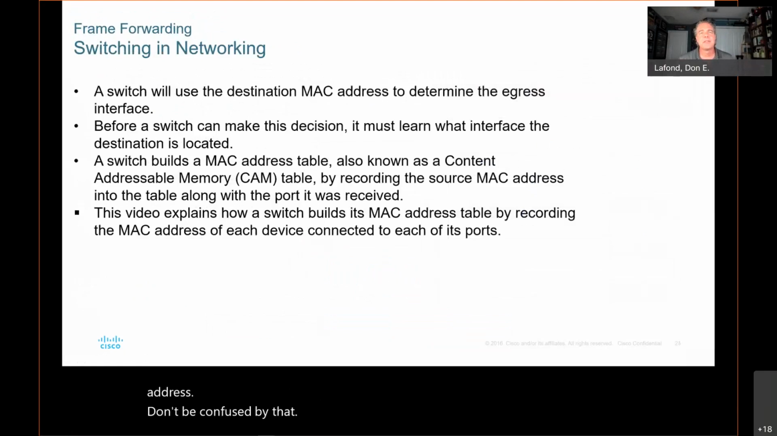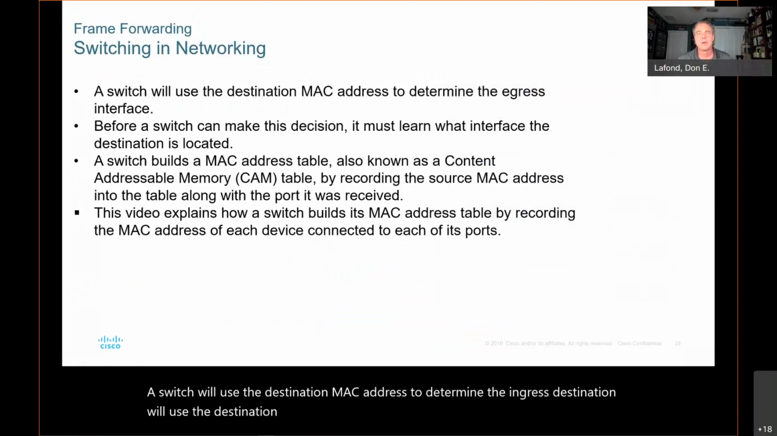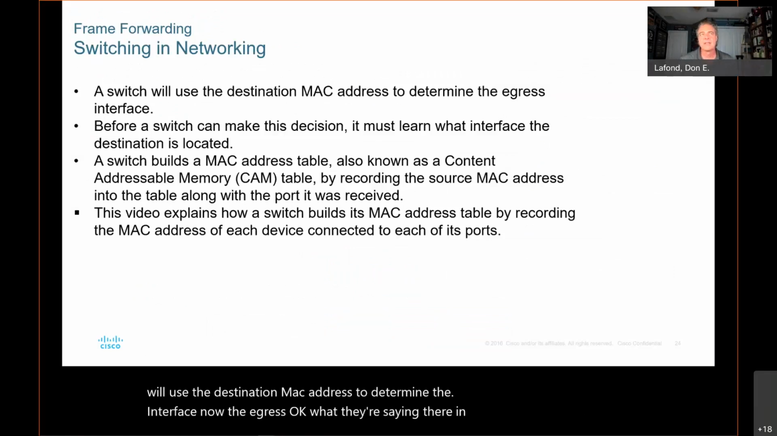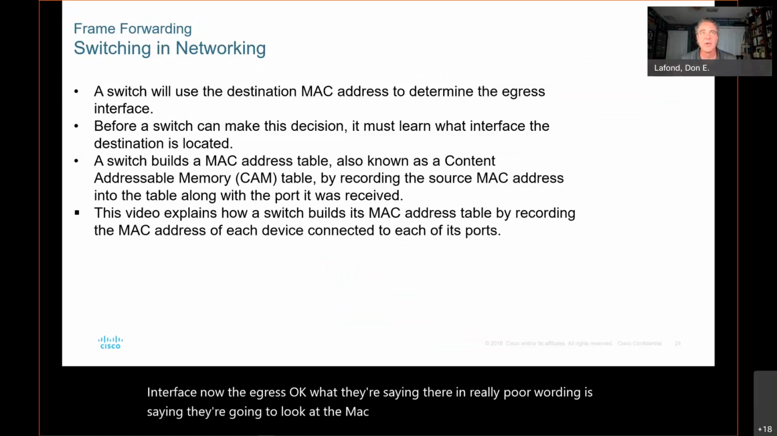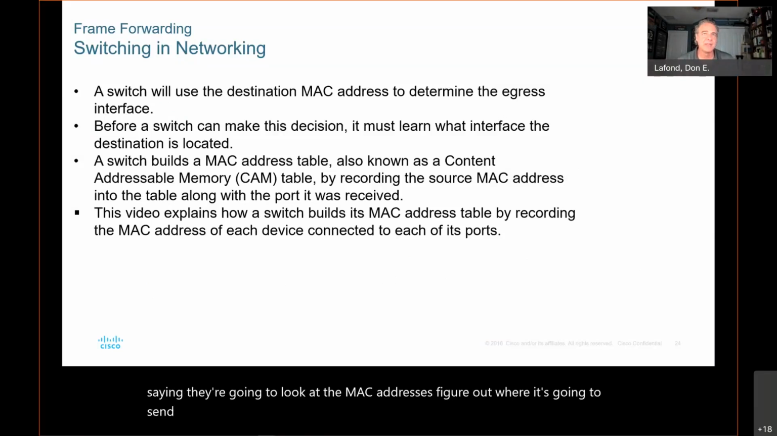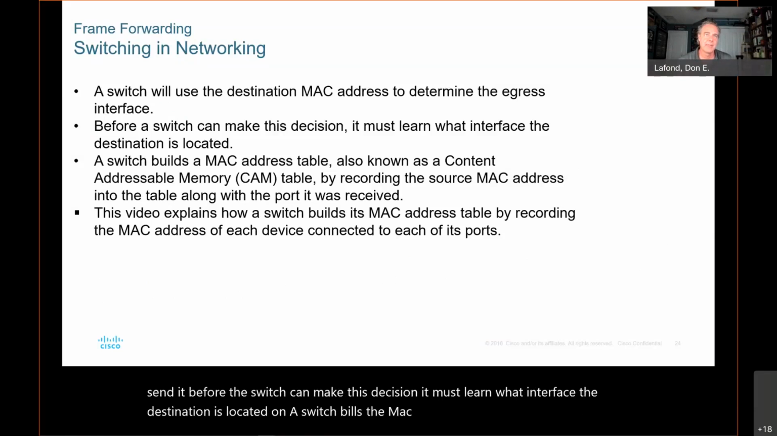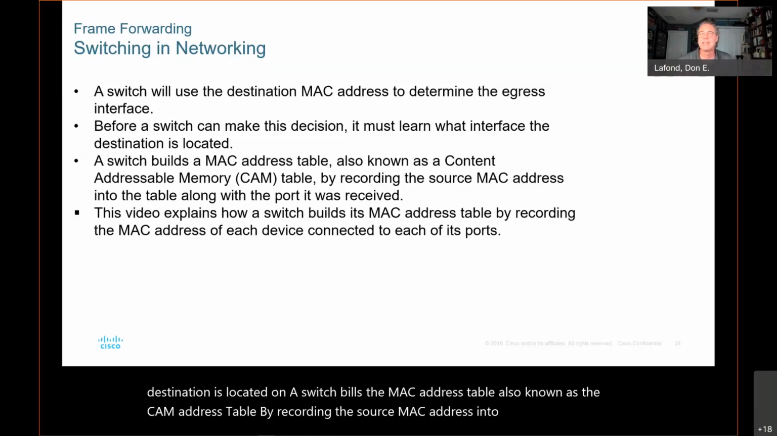A switch will use the destination MAC address to determine the ingress interface. No, the egress. Okay. What they're saying there in really poor wording is they're saying they're going to look at the MAC address to figure out where it's going to send it. Before a switch can make this decision, it must learn what interface the destination is located on. A switch builds the MAC address table, also known as the CAM address table, by recording the source MAC address into the table along with the port as it is received.